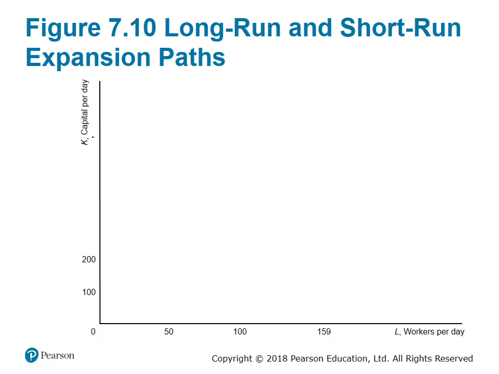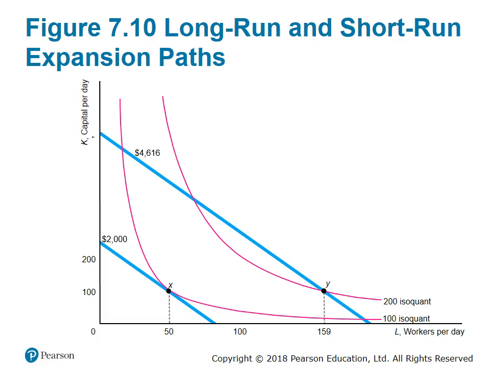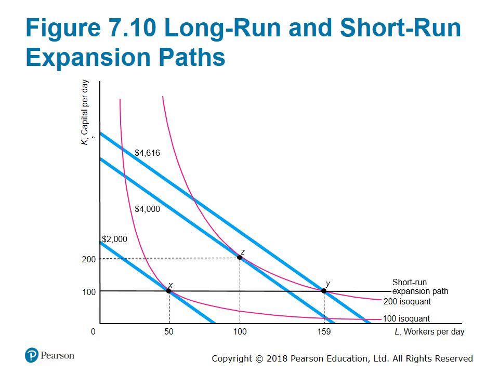We can illustrate this flexibility with the short-run and long-run expansion paths of the firm. These are shown for the beer manufacturer in Figure 7.10. In the short run, capital is fixed at 100 units, so the short-run expansion path is horizontal. The firm can only increase its output by increasing the amount of labor it uses. In the short run, the beer manufacturer can expand its output from 100 to 200 units by raising the firm's cost from $2,000 to $4,616. Expanding output from 100 to 200 units in the long run comes with a smaller rise in cost from $2,000 to $4,000.